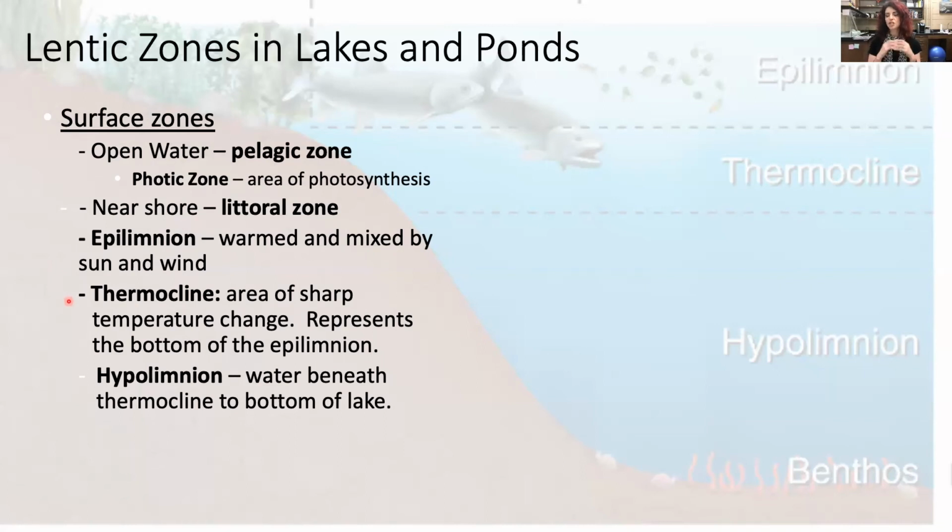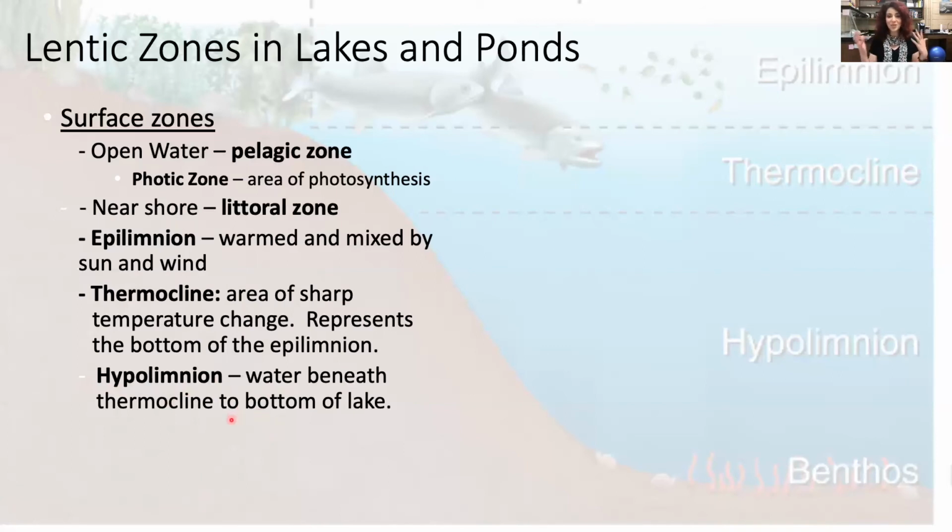In the surface zone, we have what's called the thermocline. This is the area of sharp temperature change, and the thermocline represents the bottom of the epilimnion, where we have mixing of water. The hypolimnion is the water beneath the thermocline all the way through the bottom of the lake. Hypo means beneath or under, so you can remember that it is beneath the thermocline to the bottom of the lake.